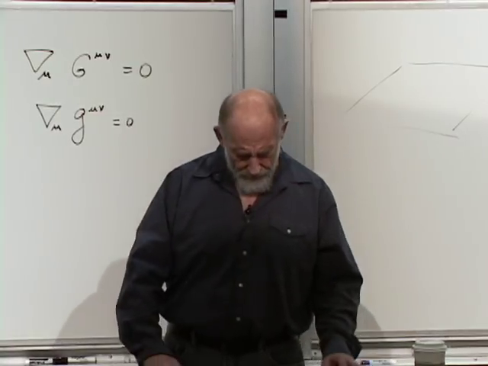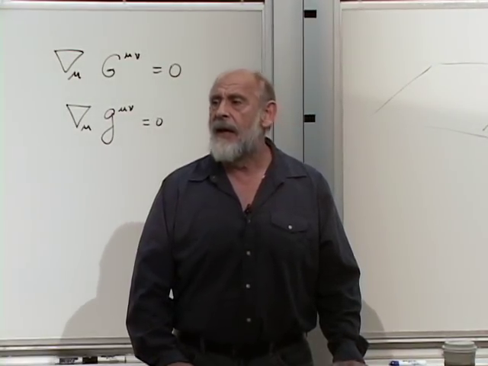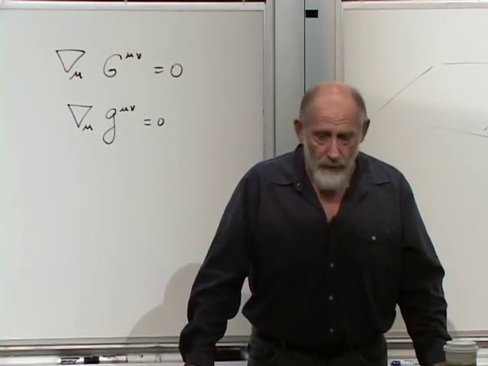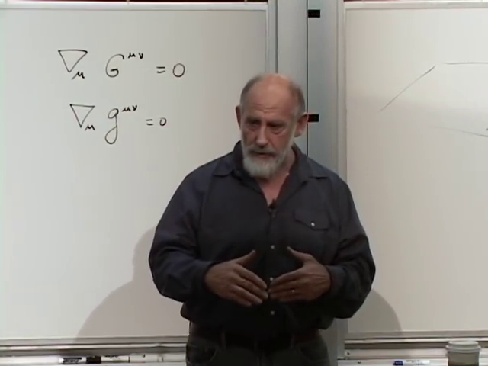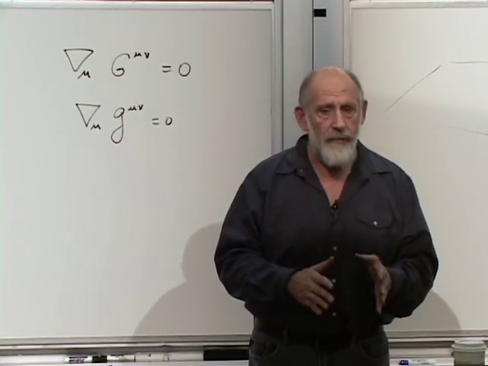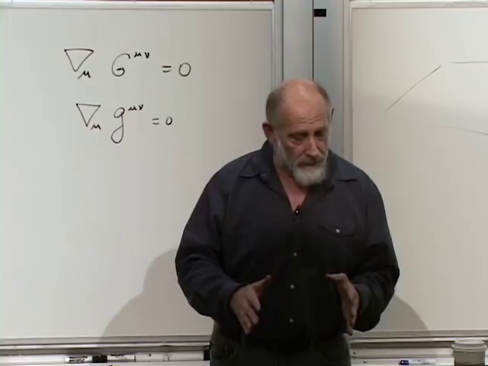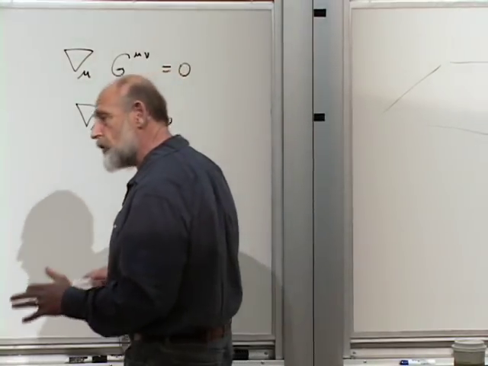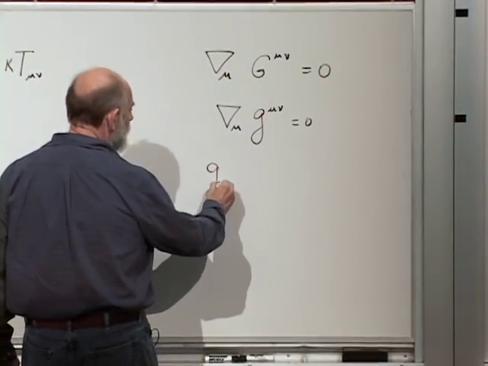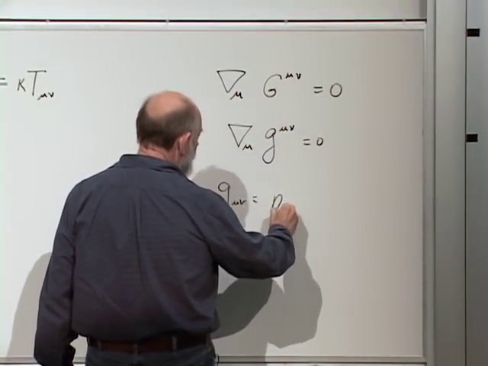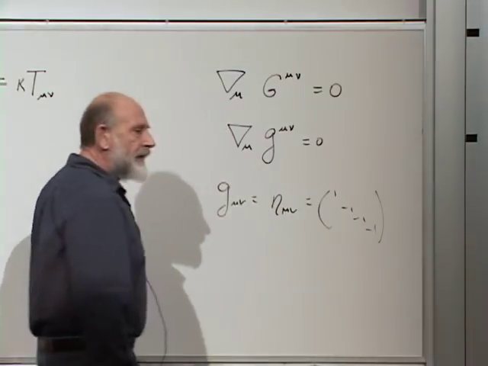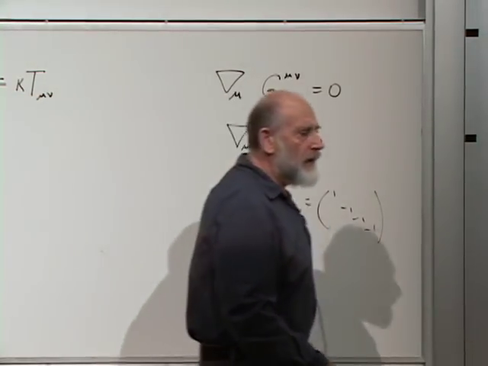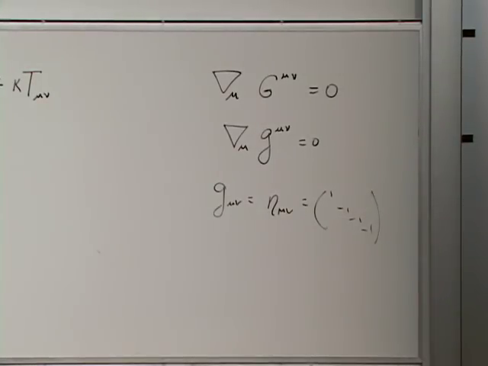But beyond that, he said, if you choose coordinates, now you can only do this locally, remember, you can't do this over the whole space, but if locally you choose coordinates in which the metric is just equal to the metric of special relativity. In other words, if you work with coordinates for which g mu nu is equal to eta mu nu, which is just equal to 1, minus 1, minus 1, minus 1, then in the vicinity of that point, the equations of physics should have the same form that they have in special relativity. So here's what he said.